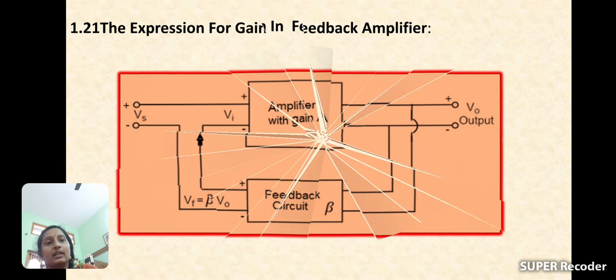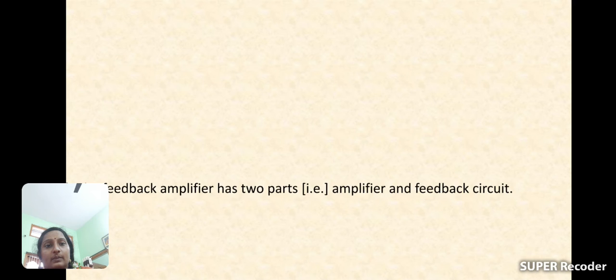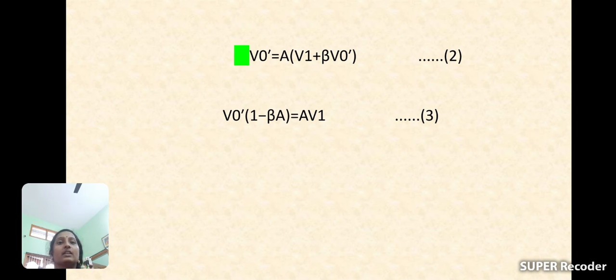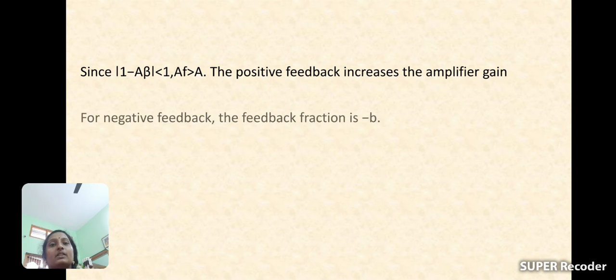The gain is reduced because of feedback. Whatever explanation I derived, finally we get it in the form of 1 plus A beta. See here, V naught is equal to A into Vi plus beta V naught, and V naught into 1 minus A beta is equal to A Vi. Finally the voltage gain AF is equal to V naught by Vi, which is A by 1 minus A beta. So our gain is divided by 1 plus or minus A beta.